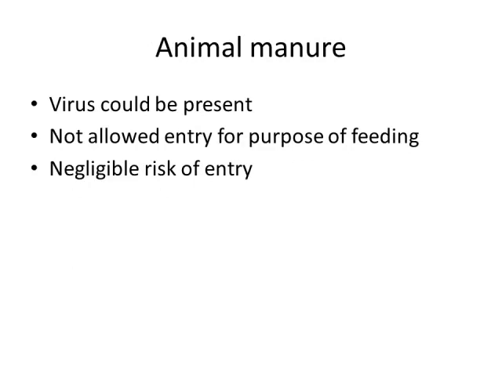Animal manure. In this instance, we were just looking at animal manure as a feed ingredient. We will also look at manure in those other pathways, stuff that comes in like dried poop pots, whatever those things are. We'll look at that separately, but just for feed, because we know that is a possibility. We assumed virus could be present, but we do not allow in manure for purpose of feeding, so it's not coming in, negligible risk of entry.